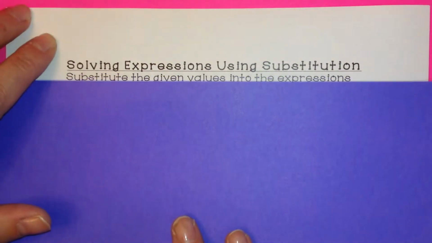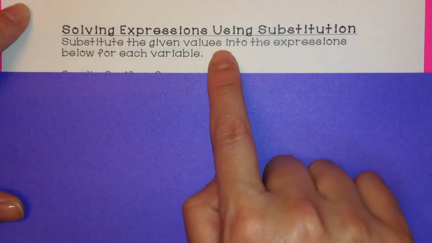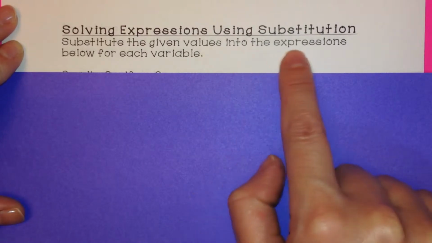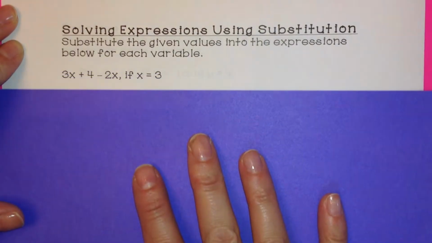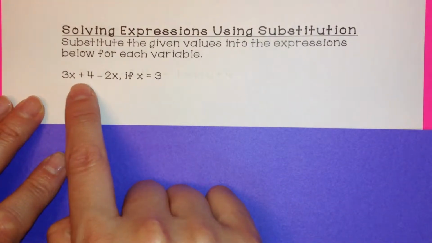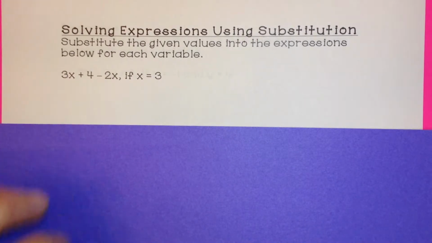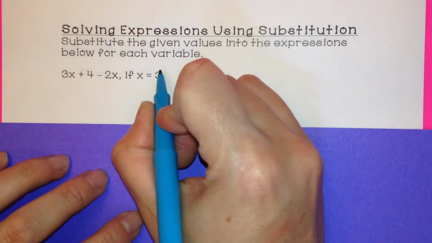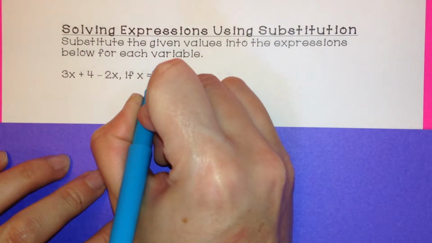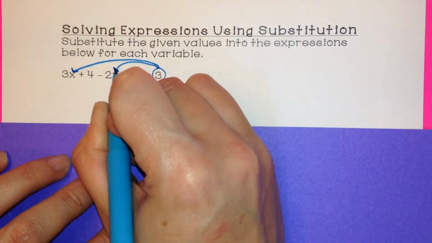This video is on solving expressions using substitution. So we're just going to substitute given values, given numbers, into the expressions below for each variable. In this first one, the expression is 3x plus 4 minus 2x if x equals 3. So we're going to take what x equals and substitute or plug it into the expressions for x.